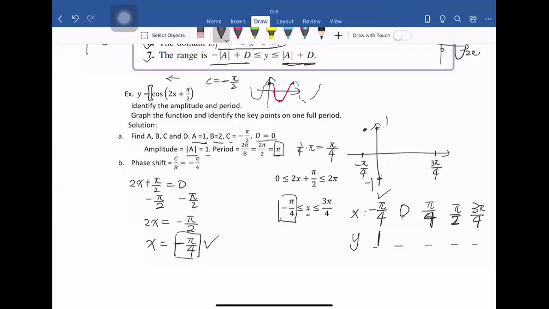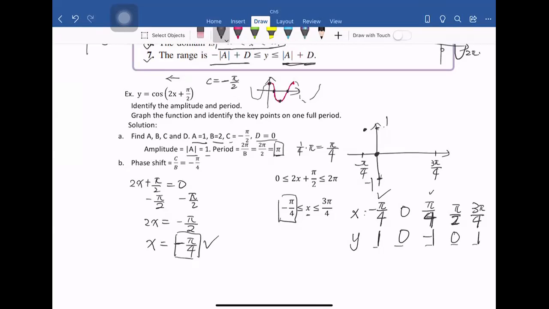Okay, so for zero, that's the second point, that's 0. Then the third point needs to be the minimum value. Minimum value is -1. And next one is pi over 2. That's 0, because you see from the original function, the original graph is here. And next one is the last point. That's the maximum value again, that's 1. So we have these points.